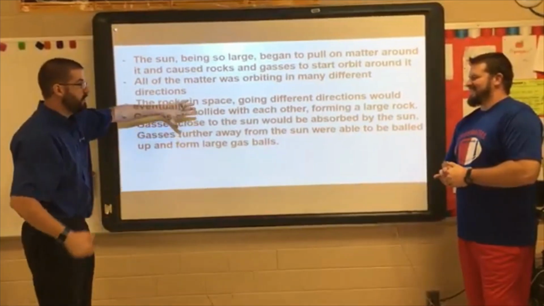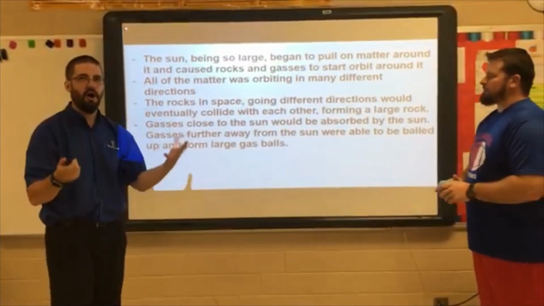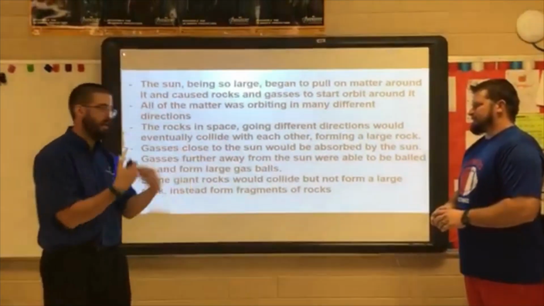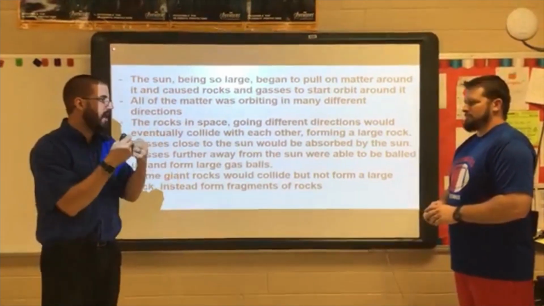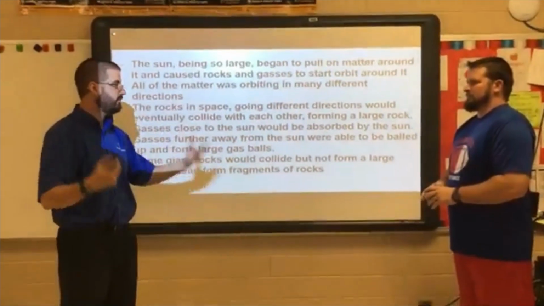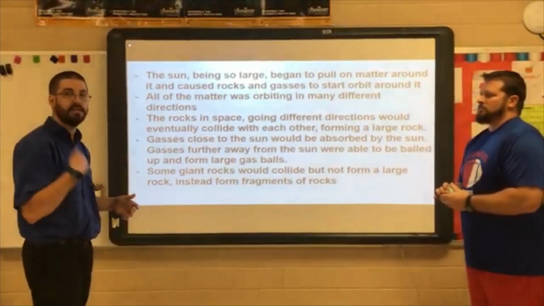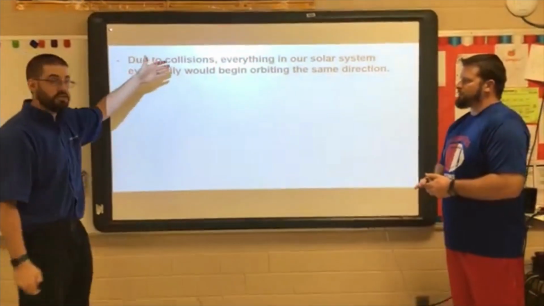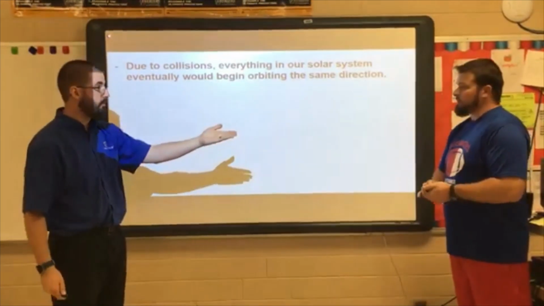Okay, so we have our rocky planets, we have our gassy planets starting to form, but not all the rocks form into planets. Sometimes these giant rocks would collide, but instead of forming a larger planet, they would collide and create small little pieces. And those pieces would stay pieces for a very long time. And just move around in their own orbit as pieces of rocks rather than one gigantic rock. Okay? So, due to the collisions, everything in our solar system eventually would begin going the same direction, like we saw with the marbles.